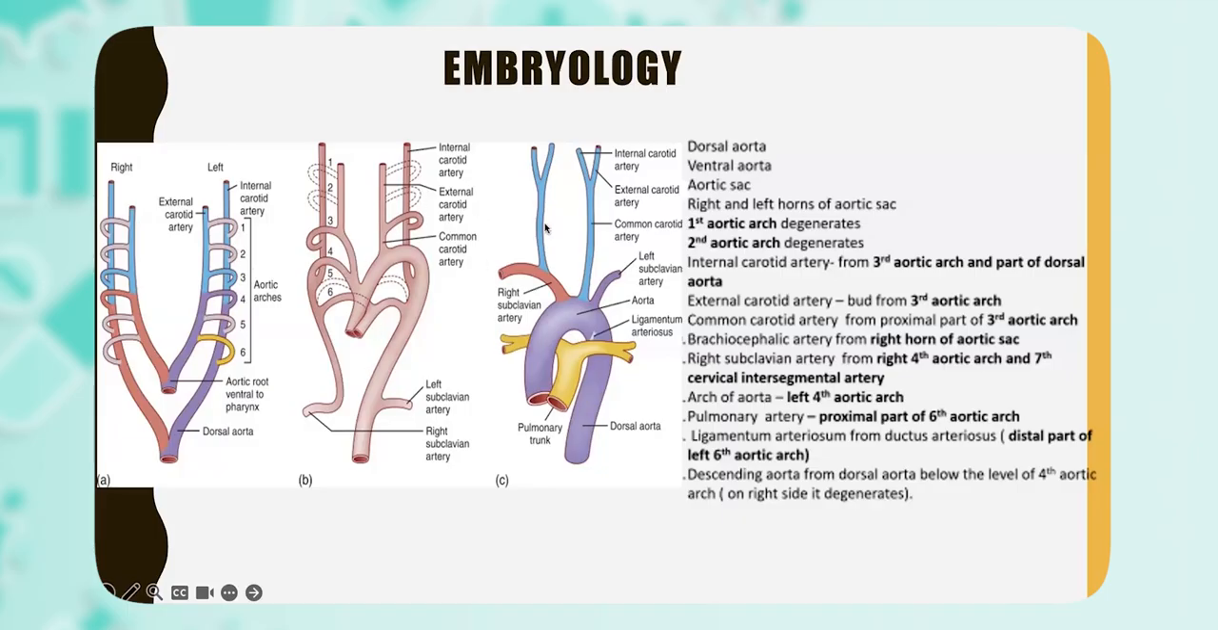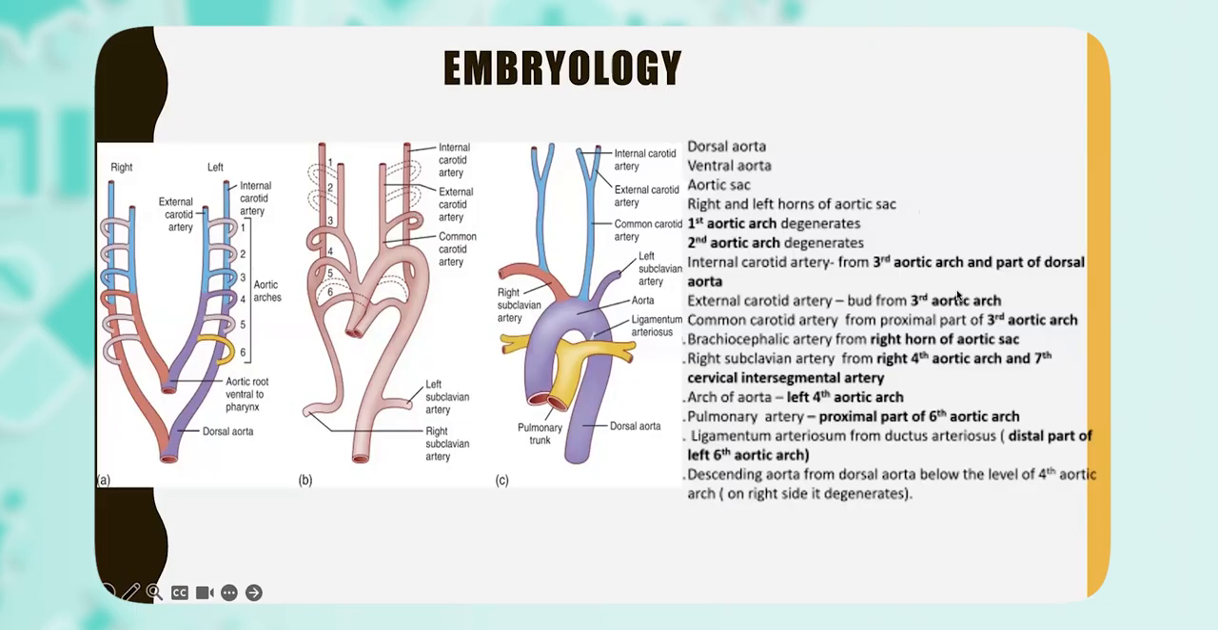So what happens to these arches? The right and left horns, these are the horns of the aortic sac, right? The first aortic arch degenerates, second here, the first and second aortic arch degenerate. The third aortic arch forms the internal carotid artery, from the third aortic arch and part of the dorsal aorta here, both sides, right?